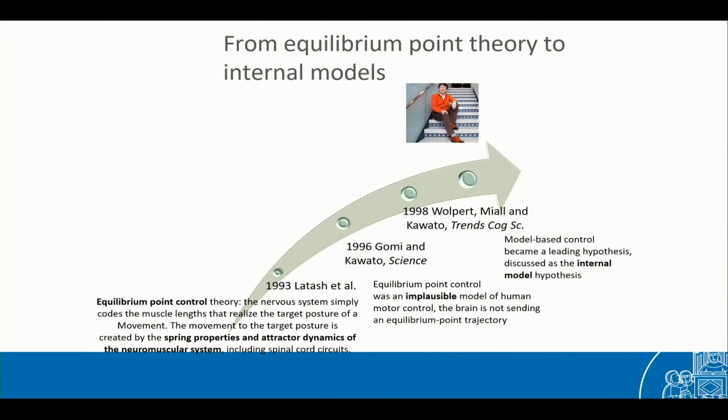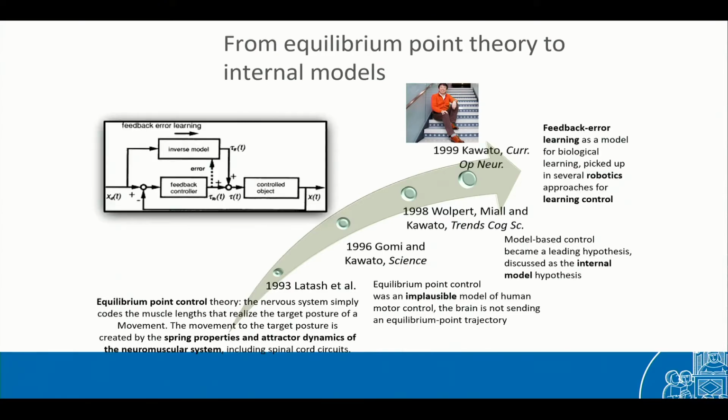So from this, in 1998, Wolpert, Miall, and Kawato proposed this new hypothesis related to internal models, the presence of models built inside the brain that in a way encode what is going on in the body and also in the interaction with the environment. And in 1999, Kawato proposed what is called the feedback error learning paradigm, which was used in robots for control.